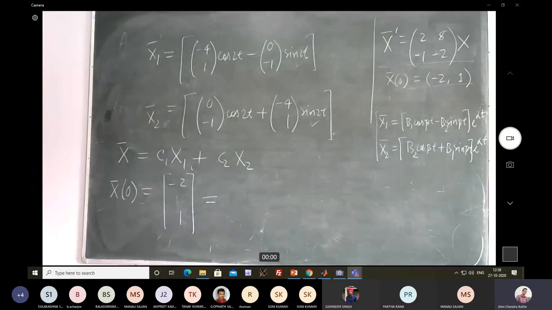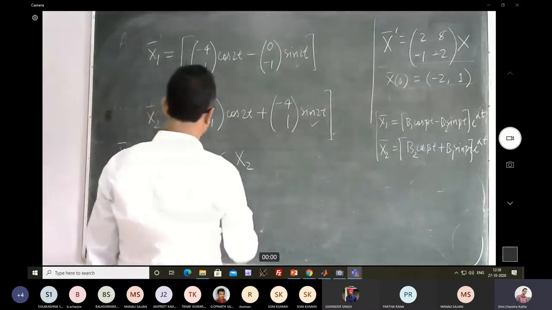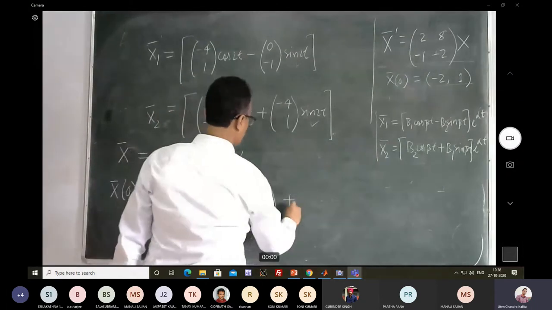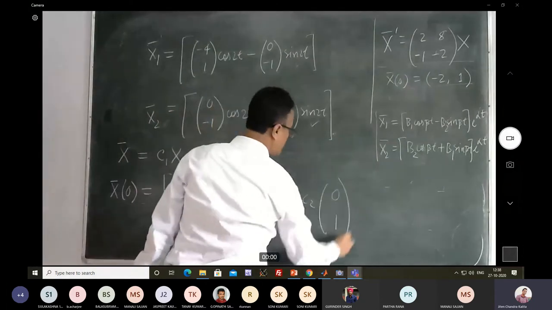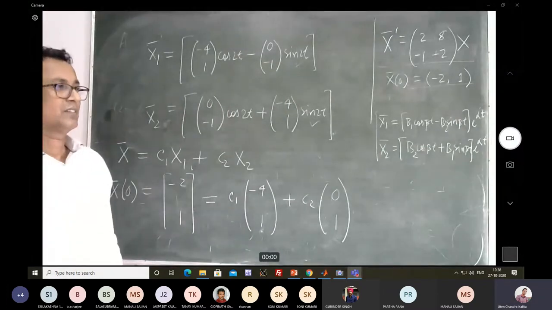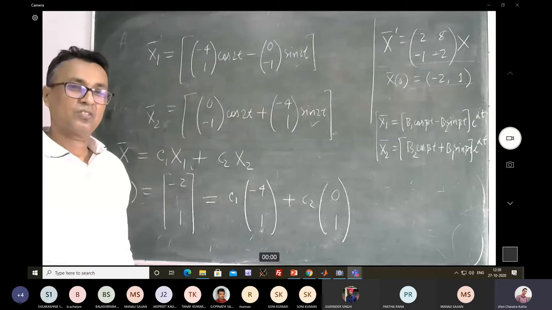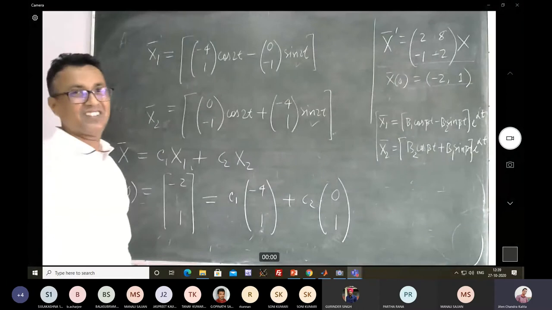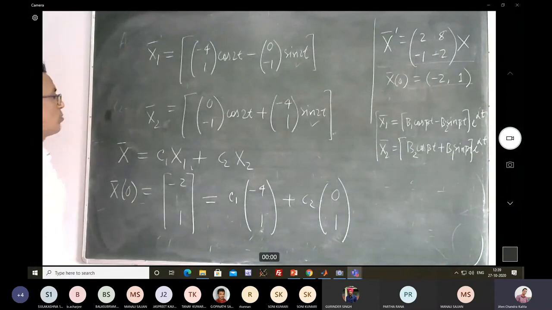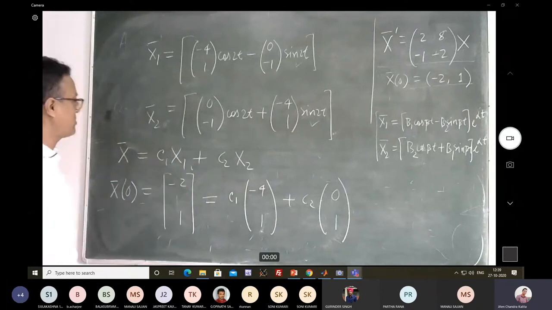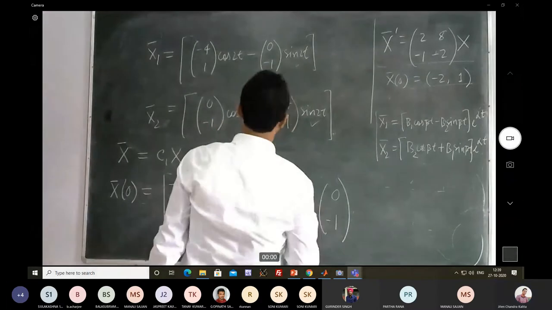Is it okay with everybody? So that means I am going to have c1 (-4, 1) plus c2 (0, 1). Is it okay to everybody? Yes, sir. That is why I kept it like this, because I wanted to open the initial condition. Clubbing this in is not going to serve me any purpose. So I can do it like this.